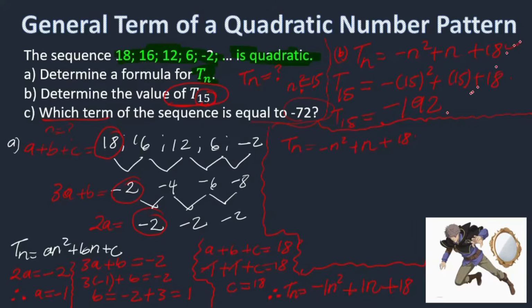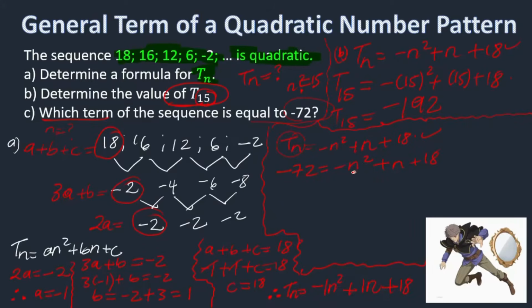This is the equation, right? Then substitution. They gave me this, with what? -72 = -n squared + n + 18. What do you see? This is a quadratic sequence, right? So I need everything on one side.